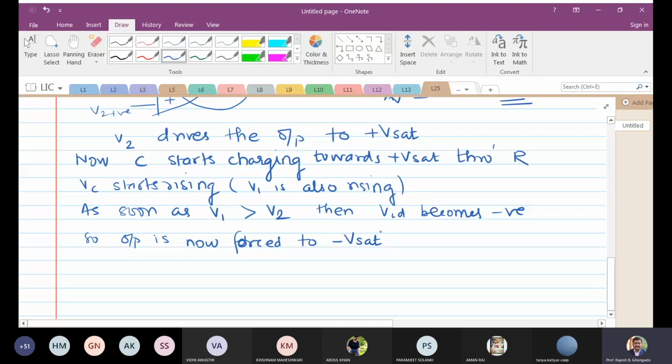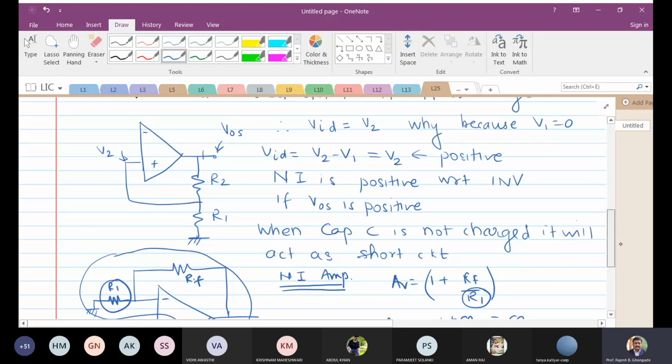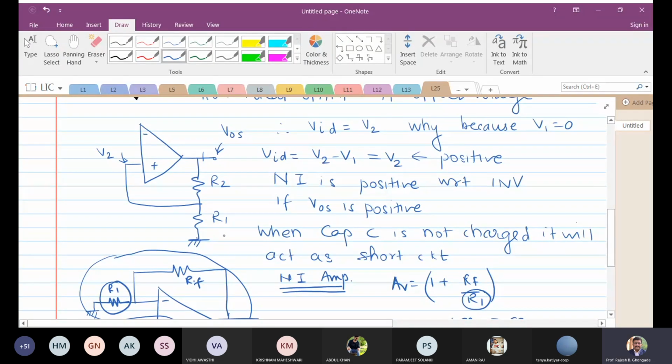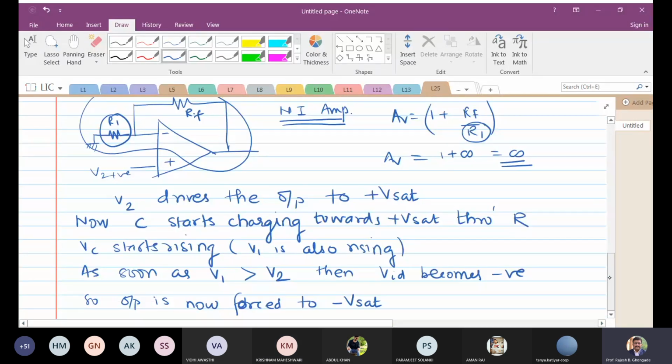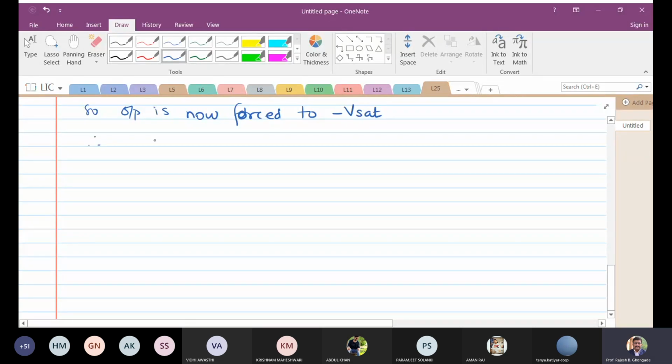So the voltage across R1 is also negative. If this is minus Vsat, now the voltage across R1 is also negative. And how much is that value? V2, sorry, is R1 divided by R1 plus R2 into what? Minus Vsat.